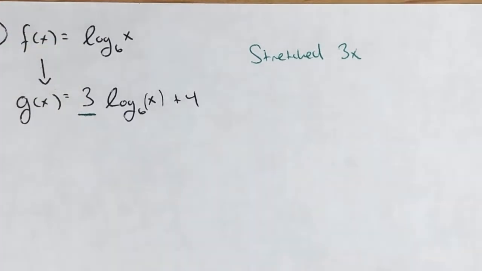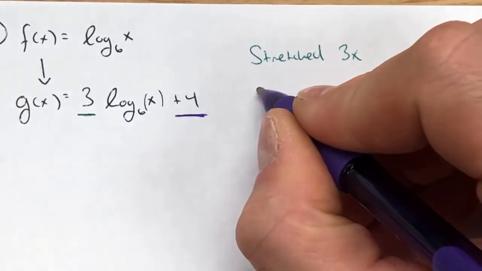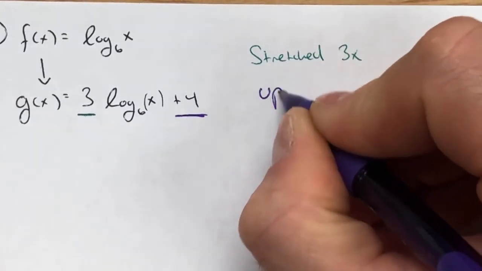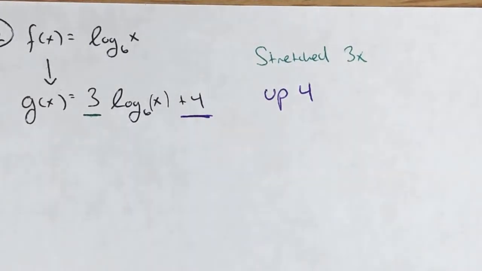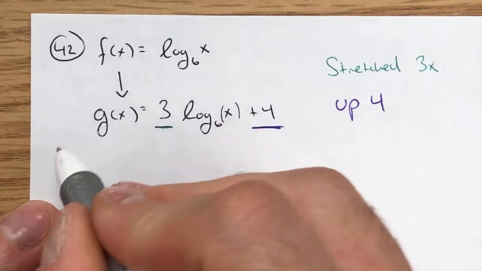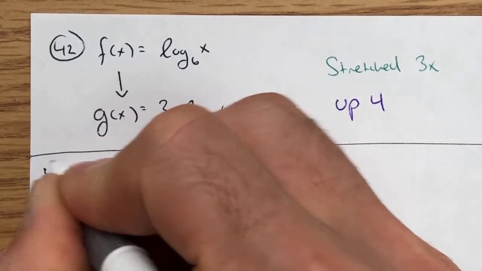The second thing we notice is that 4 that we were talking about. Because the 4 is on the outside and not included in the parentheses, that is an up and down shift. So this has been a shift up by 4 units. Boom. And there we go. So that is the end of question 42. Let's take a look at question 43.